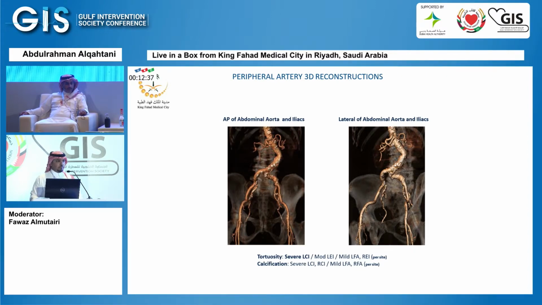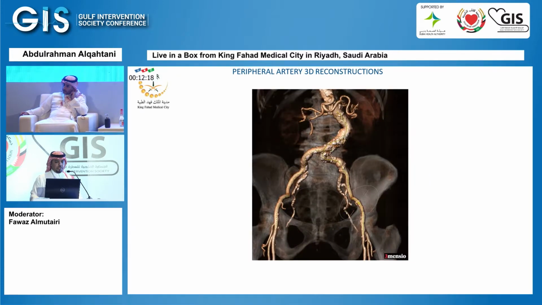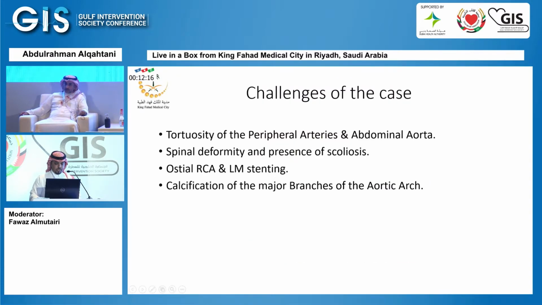And that made it a bit challenging to do this case, especially from an access point of view. You could appreciate the degree of the angles of the distal part of the aorta and at the level of the left common iliac. We also decided to go on the right side for that purpose. There is also a high bifurcation there. So this video is supposed to play right now. But things to consider in this patient, basically the tortuosity of the peripheral arteries and how to overcome them.